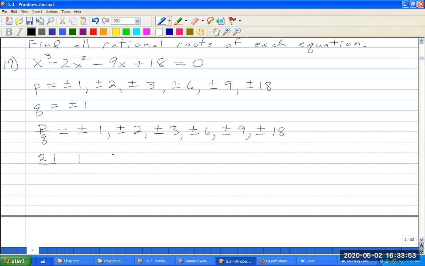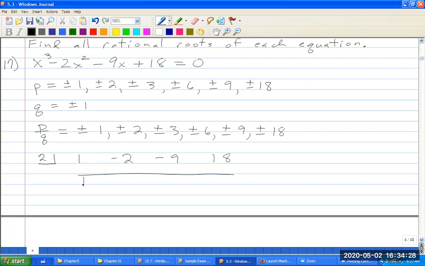I have here 1 x cubed minus 2x squared minus 9x plus 18. The reason I think that 2 will work is because I look at the symmetry here. I look at the 1 and the minus 2 and the minus 9 and the 18. This is just negative 9 times this. So therefore, if I just solve x minus 2 equals 0, I should probably get a solution, x equaling 2.